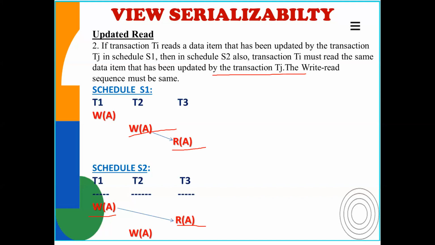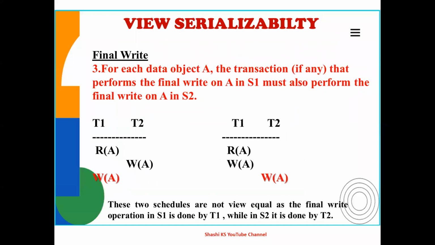For a set of schedules to be view equivalent, all the three conditions should be satisfied. We saw the first condition, which is initial read. The second condition is updated read, and the third condition is final write. For every data object, we have to see which transaction is performing the final write operation on the data object. The same transaction must perform the final write on the other schedule also. If I have two schedules, S1 and S2, I have to see which transaction is performing the final write on each of the data items.